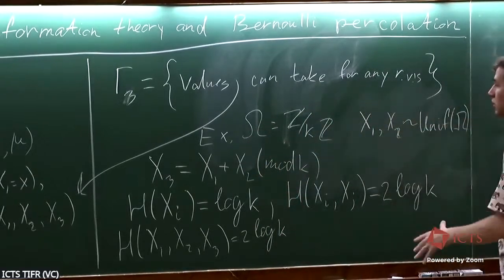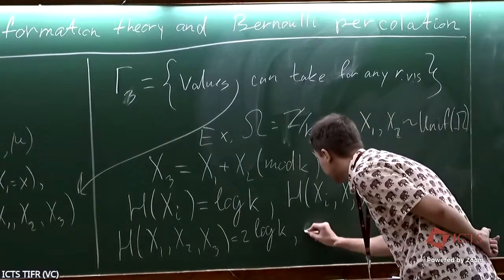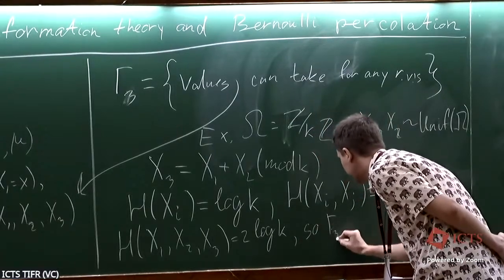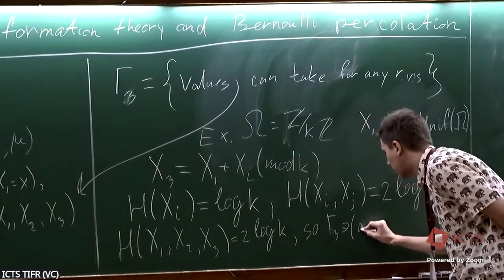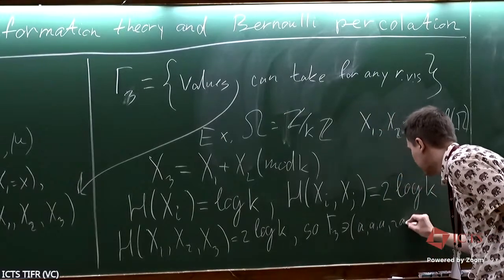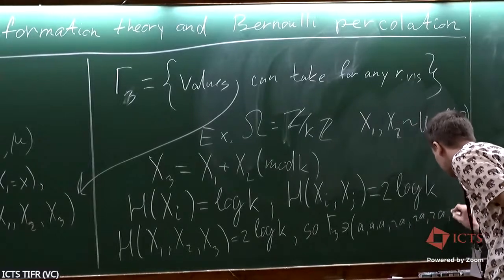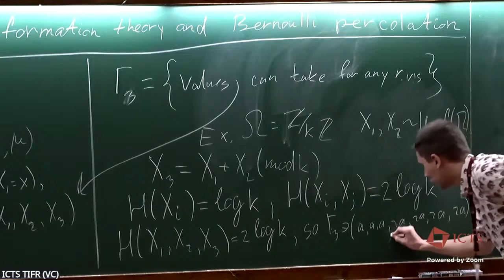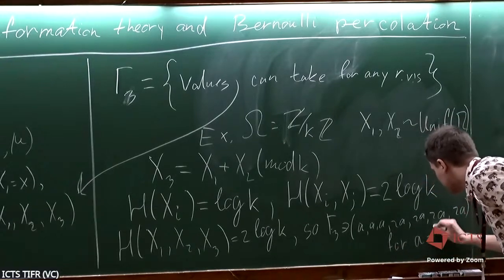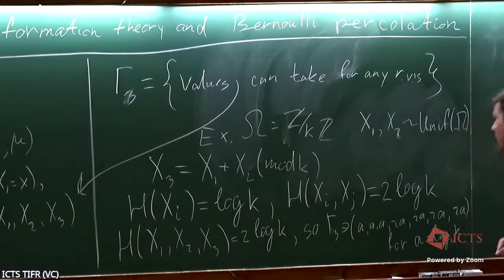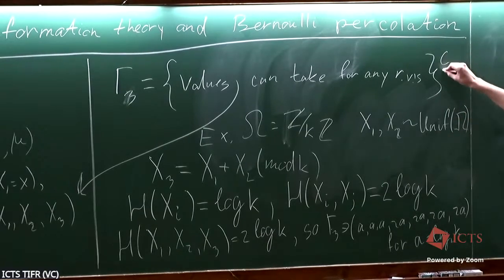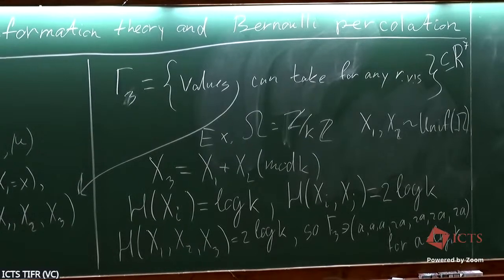So in particular, we see that in gamma 3, we have this point (A, A, A, 2A, 2A, 2A, 2A), with A being equal to log k. Okay, so gamma 3 is some very specific subset of R^7. Well, it has at least this point. So what can we say about the points which are there? We can say some inequalities.